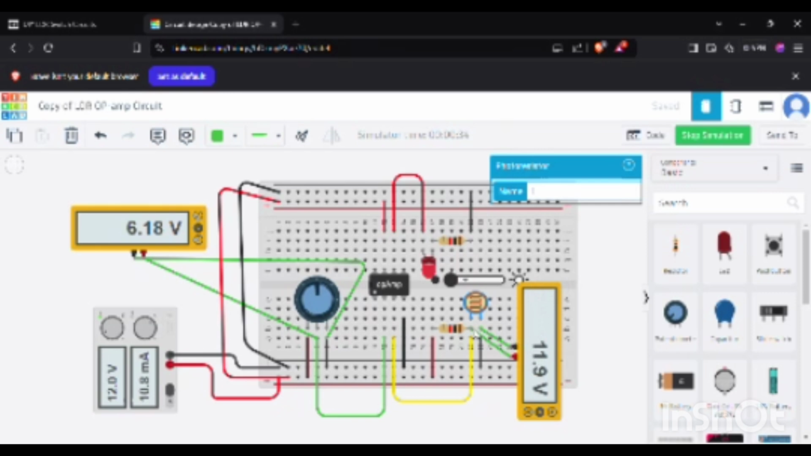These are the results. We are measuring the voltage between these terminals. So this system is used in automatic lights and smart systems. So thank you for watching.